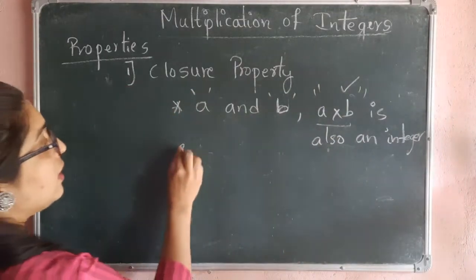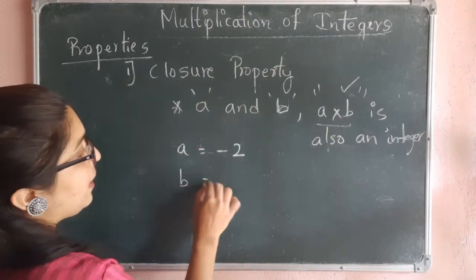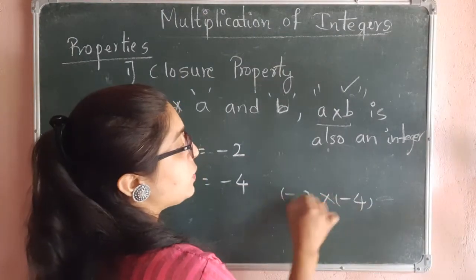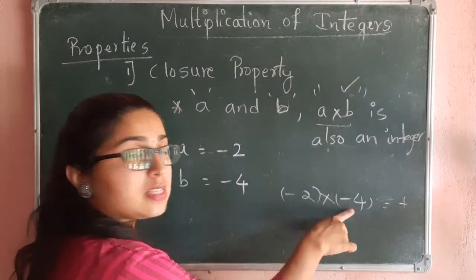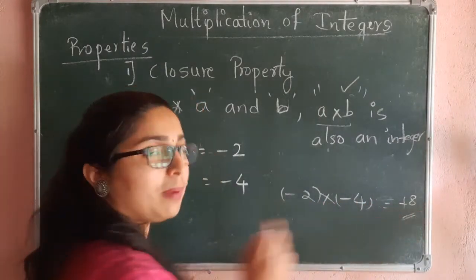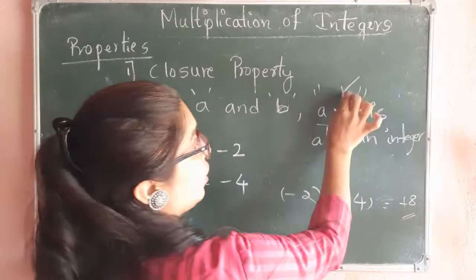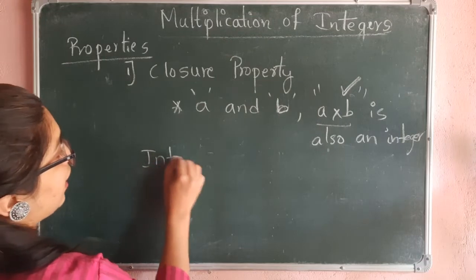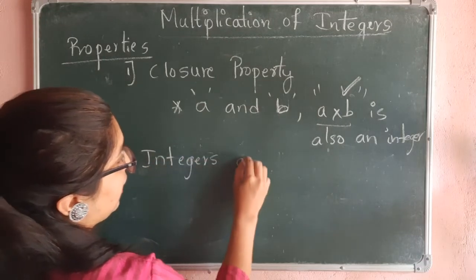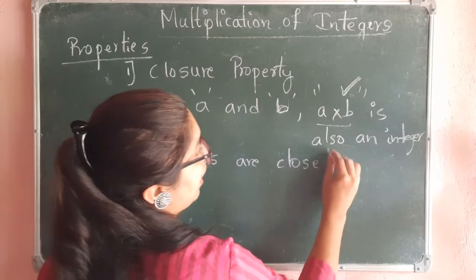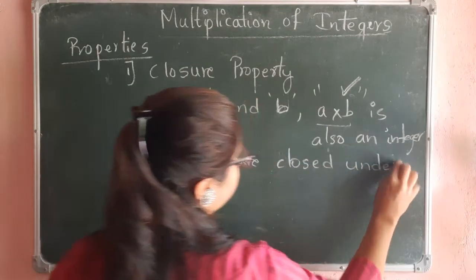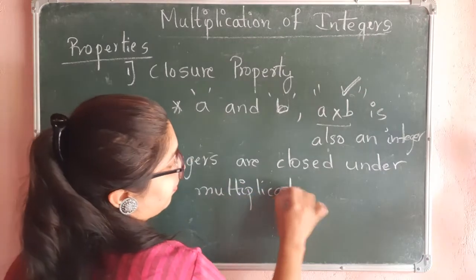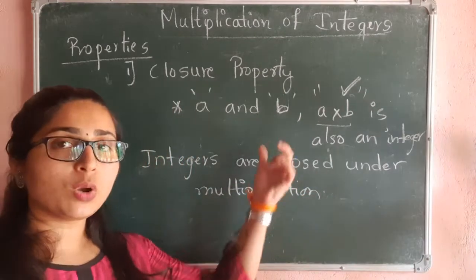Next, I will consider A as a negative integer, B also as a negative integer. -2 into -4 will give you plus because of same signs. 2 into 4 is 8. Is plus 8 an integer? Yes, it is. So we can say that integers are closed under multiplication. Okay, so this is the closure property.